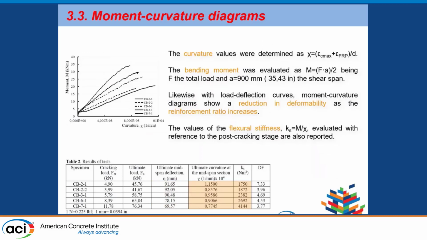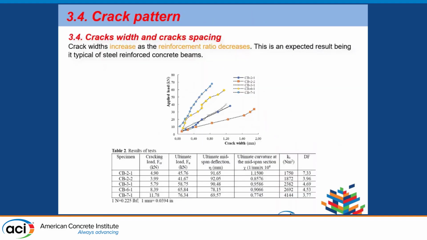Then, going to the moment curvature diagram, in general, similarly to what was observed for the load deflection curve, the moment curvature diagram shows a reduction in deformability as the reinforcement ratio increases. Another interesting observation can then be made concerning the crack width and crack spacing. In fact, as expected, and it is also typical for steel reinforced concrete beams, with increasing reinforcement ratio, there is an overall reduction of the crack width.